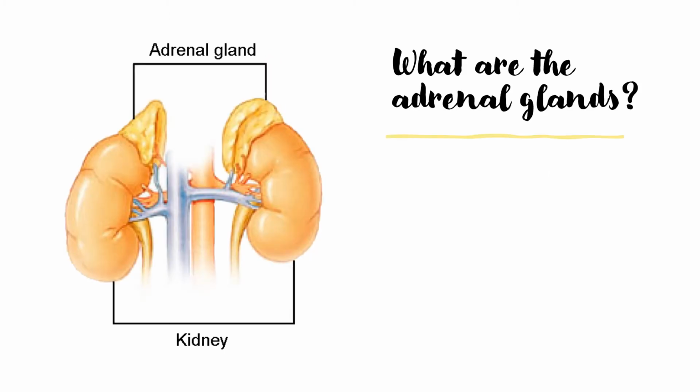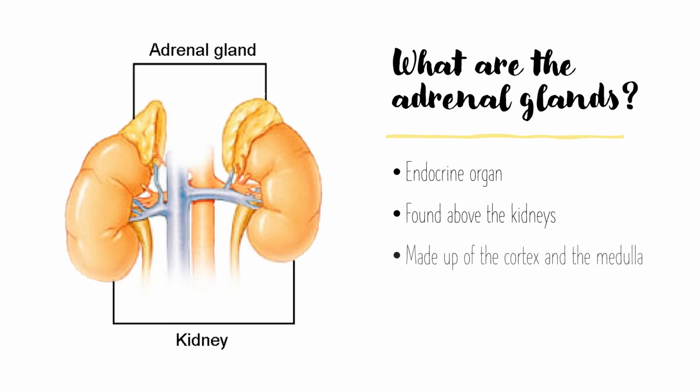We've looked over this before in the last video, but let's have a quick recap. So what are the adrenal glands? Well, it's an endocrine organ. So remember, these are responsible for secreting hormones. This particular gland is found above the kidneys, as the word adrenal comes from Latin ad, meaning near, and renal, meaning kidney. We also now know that the adrenal glands are made up of the cortex and medulla, which both secrete their own type of hormones.